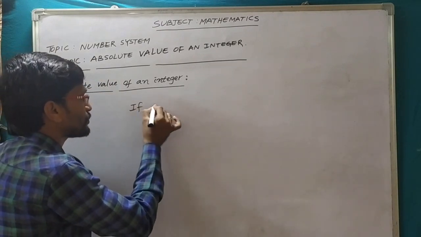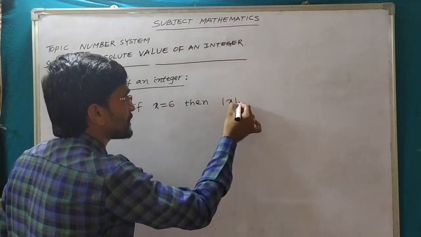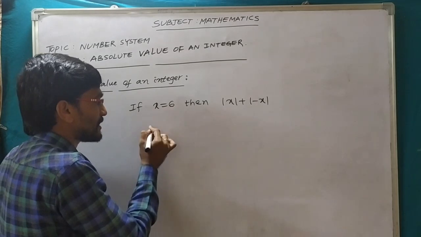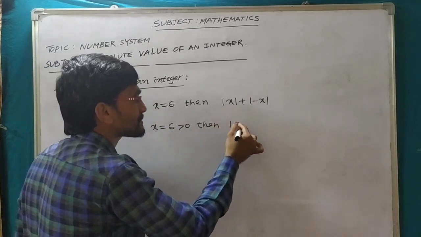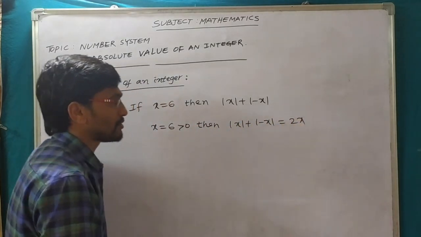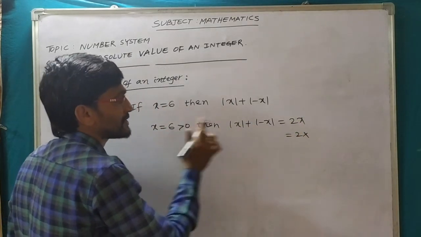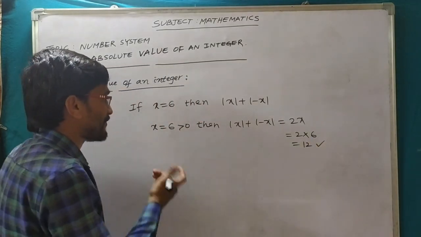Okay. One example for that. If x is equal to 6, which is greater than 0, then modulus x plus modulus minus x is nothing but 2x, no? Already we discussed previously. So 2 into x, which is 6. 2 sixes are 12. Correct or not? Once we have to verify.